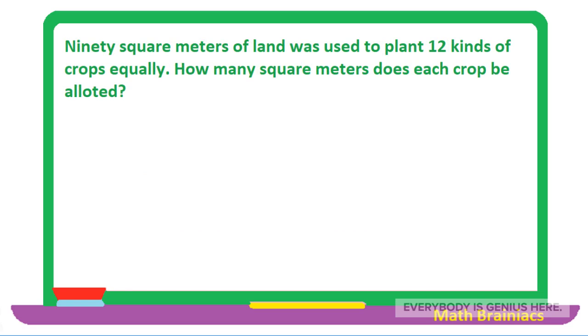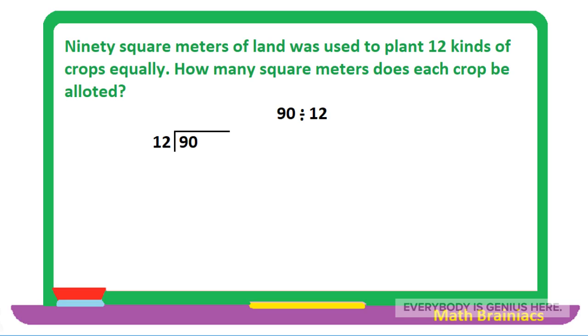Let us work on another example so that you can perfectly understand the lesson. 90 square meters of land was used to plant 12 kinds of crops equally. How many square meters does each crop get? Accordingly, we are going to divide 90 square meters of land into 12 kinds of crops equally.